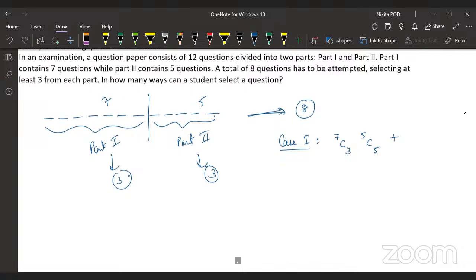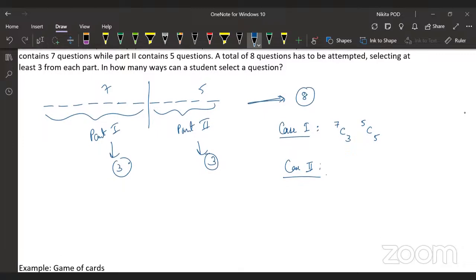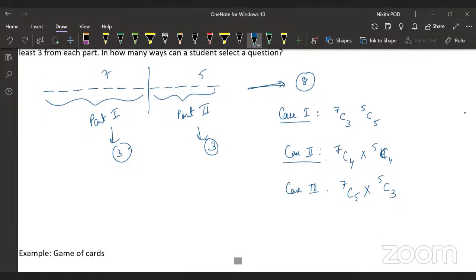Then the second case can be you select 4 questions from part 1 and 4 questions from part 2. And the third case can be 5 questions from part 1 and 3 questions from part 2. So just add these 3 and this will give you the total number of ways in which the questions can be selected.